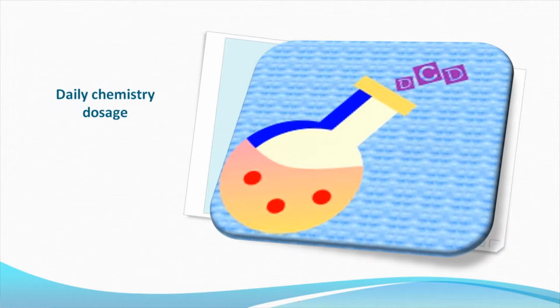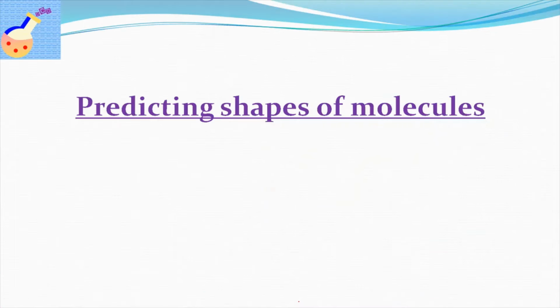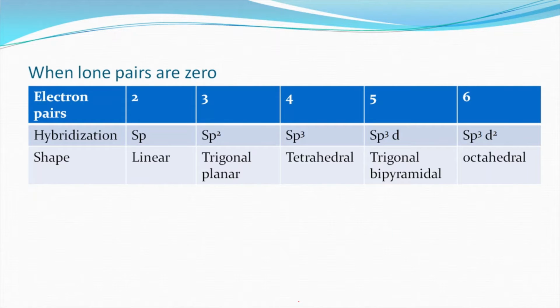In this video, I'll explain a small topic from chemical bond which is very interesting. That is how to predict the shapes of molecules. Regarding the shapes of molecules, I'll make two videos. The first one is when the lone pairs are zero. The second one is when lone pairs are there. So here is the first video, when lone pairs are zero.